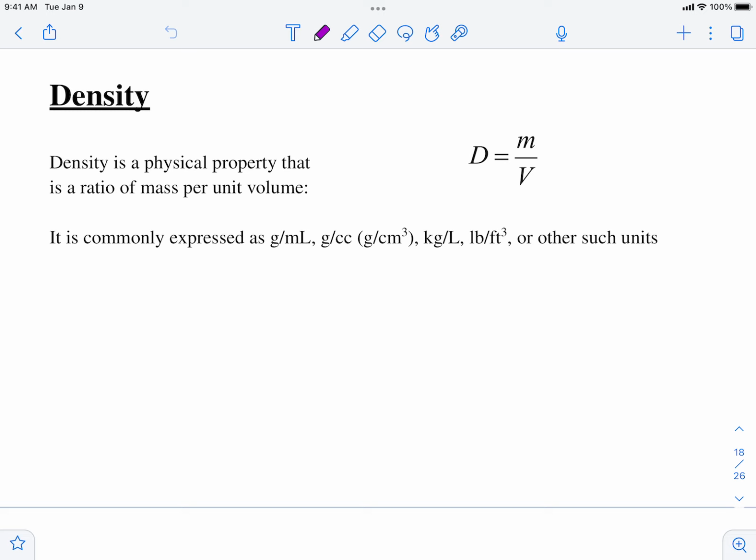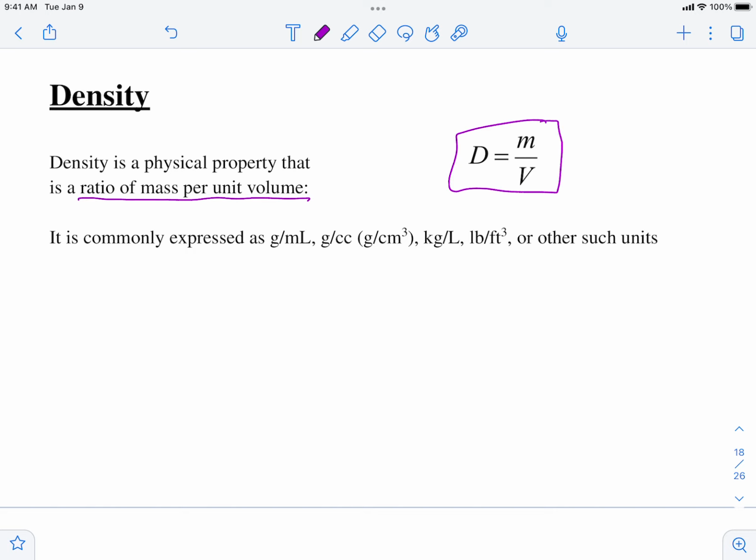All right. So, one of the most important physical properties in chemistry is density. Now, density is defined as the ratio of mass per unit volume. There's a simple formula for density. Density is equal to mass over volume.